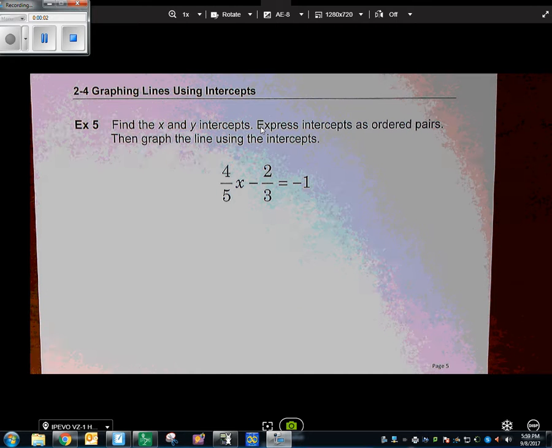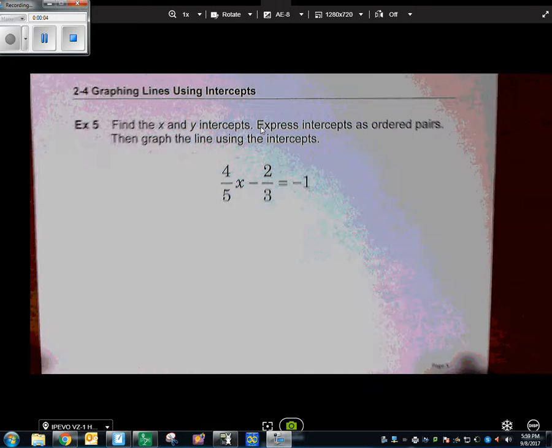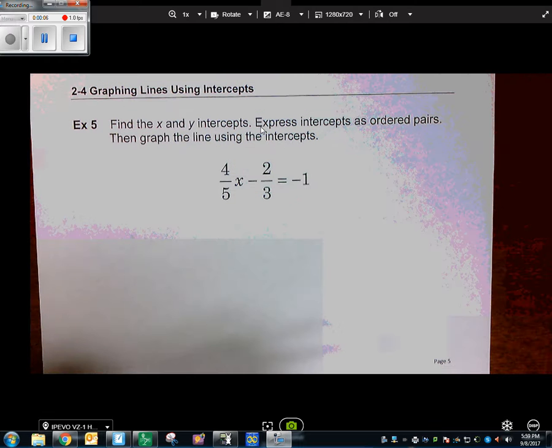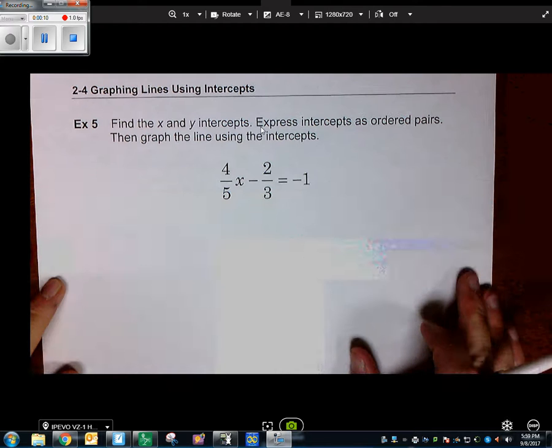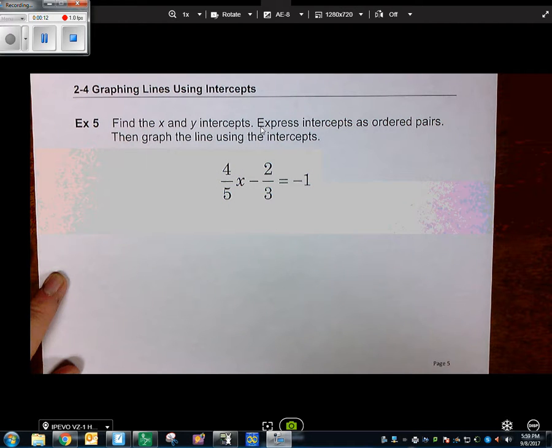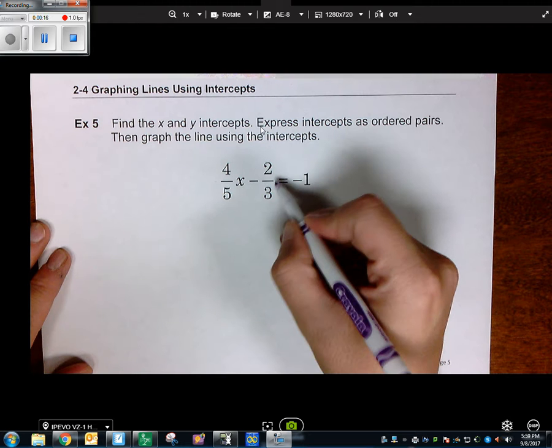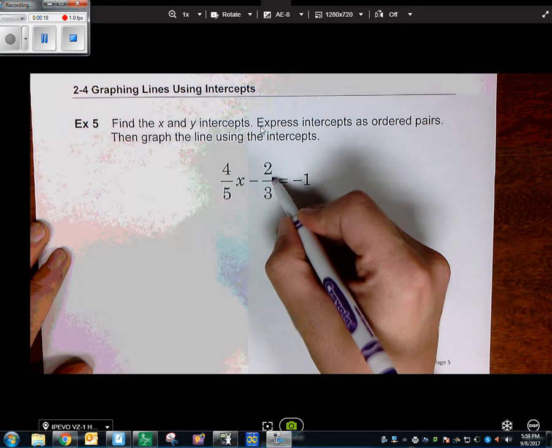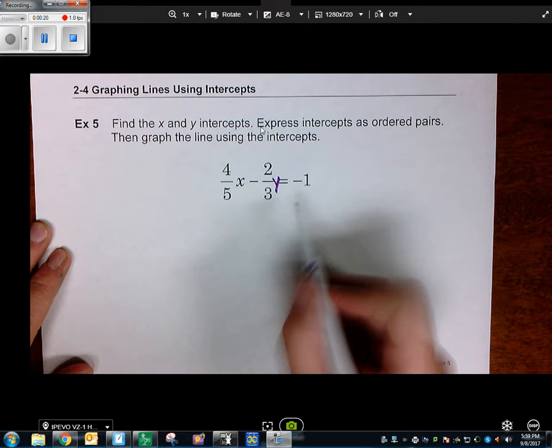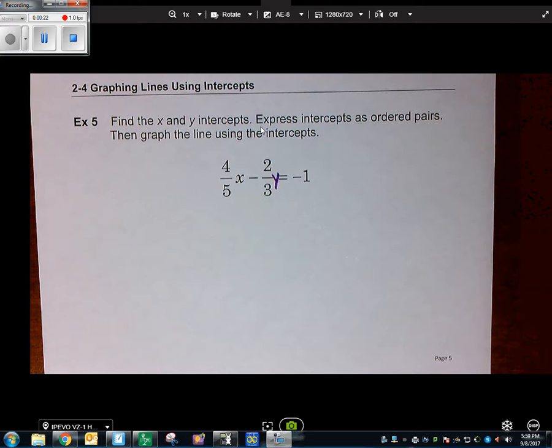Fractions, wee doggy! Here we go. All right, don't let the fractions intimidate you, okay? You guys have already heard me say that if I can get rid of fractions, that's exactly what I'm going to do first, is get rid of them. By the way, I made a mistake when I typed this up. There should be a y in this example. Sorry about that.